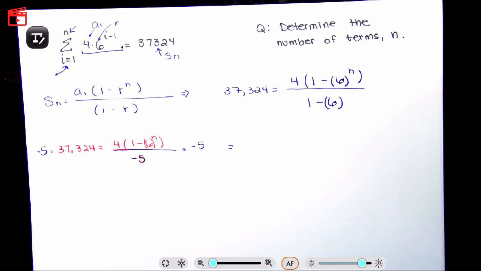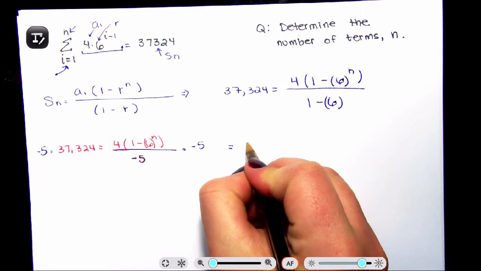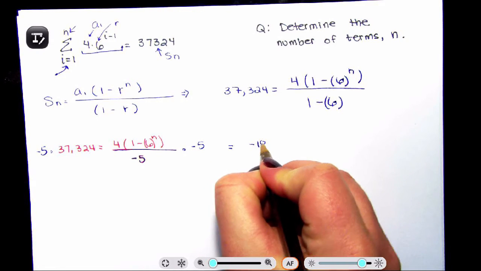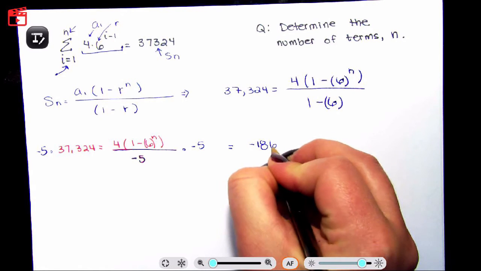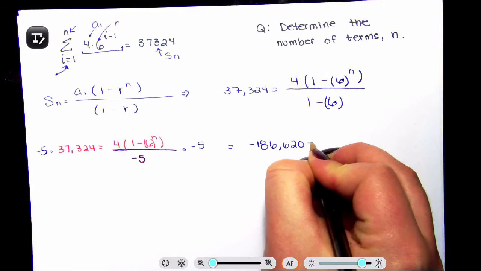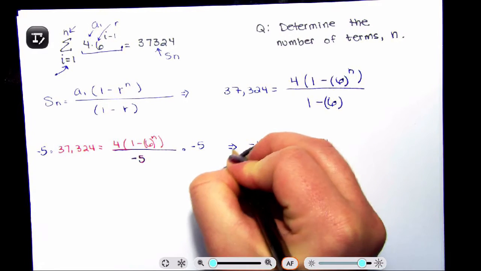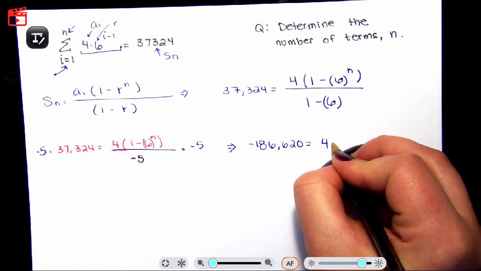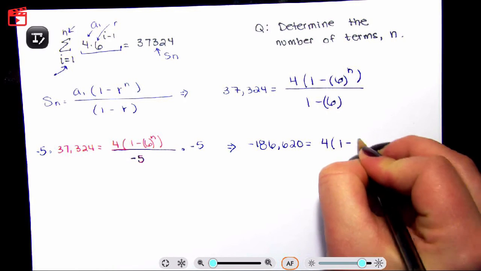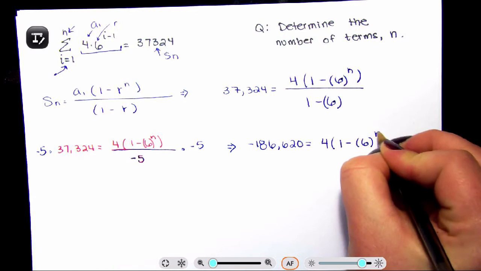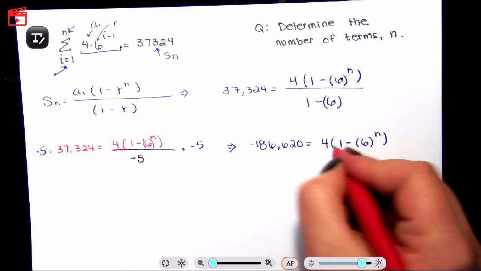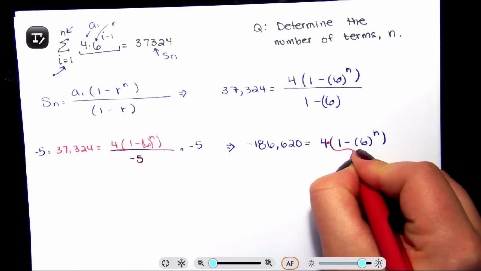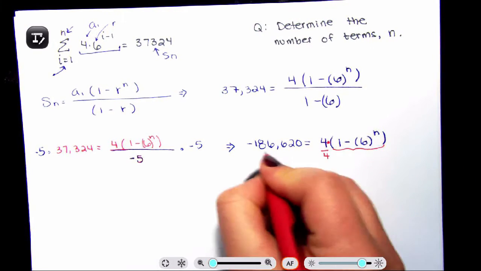I have 37,324 times -5, and that gives me negative 18... oh, it's not even 18,000. It's 186,620 is equal to 4. I'm going to put a little arrow there so we know that it's just moving on. 4 times 1 minus, again, parentheses for your r value, 6 to the nth power. Again, bubbles. So you have 4 times this bubble. So we're going to undo that by dividing both sides by 4.